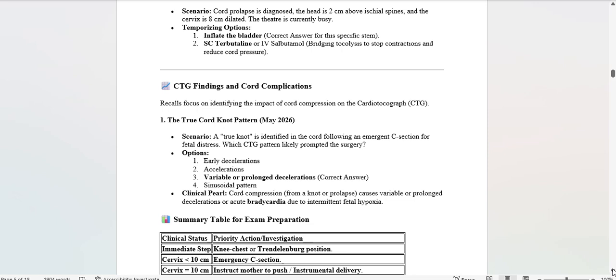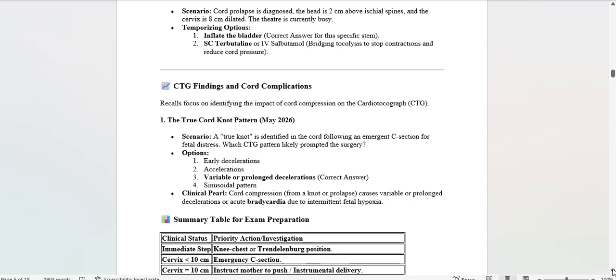Okay, cord prolapse is diagnosed, the head is 2 centimeters above the ischial spine and the cervix is 8 centimeters dilated. The theater is chronically busy. What will you do? Inflate the bladder, subcutaneous terbutaline, IV salbutamol bridging tocolysis to stop contraction, reduce cord compression, inflate the bladder.